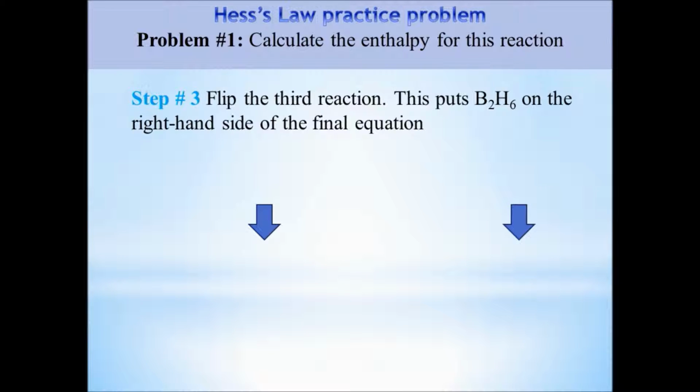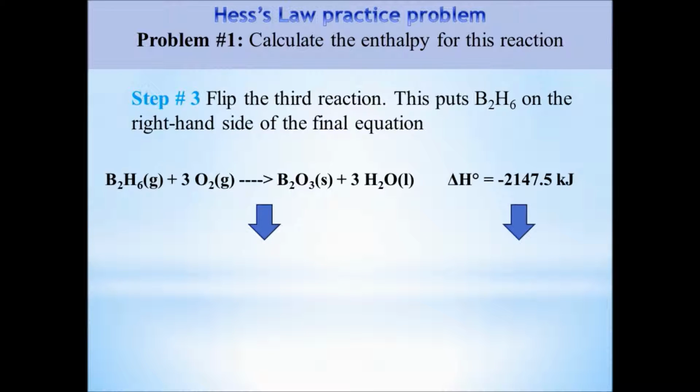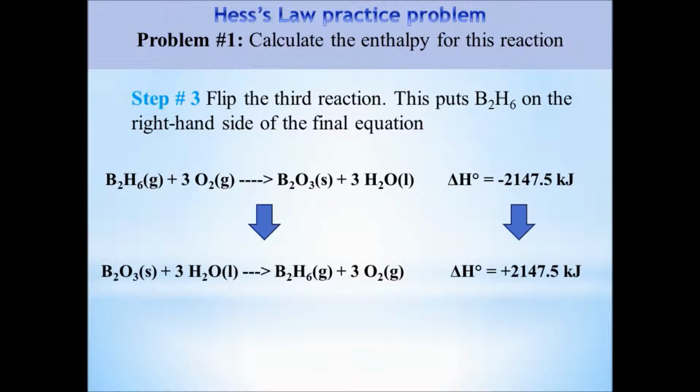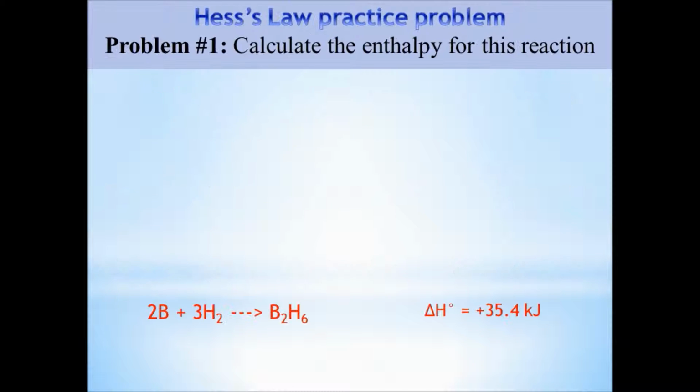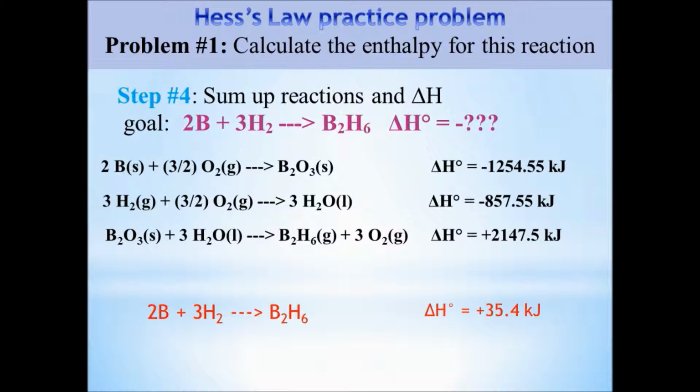Step 3. Flip the third reaction. This puts B2H6 on the right hand side of our final equation. Step 4. Sum up the reactions and delta H.